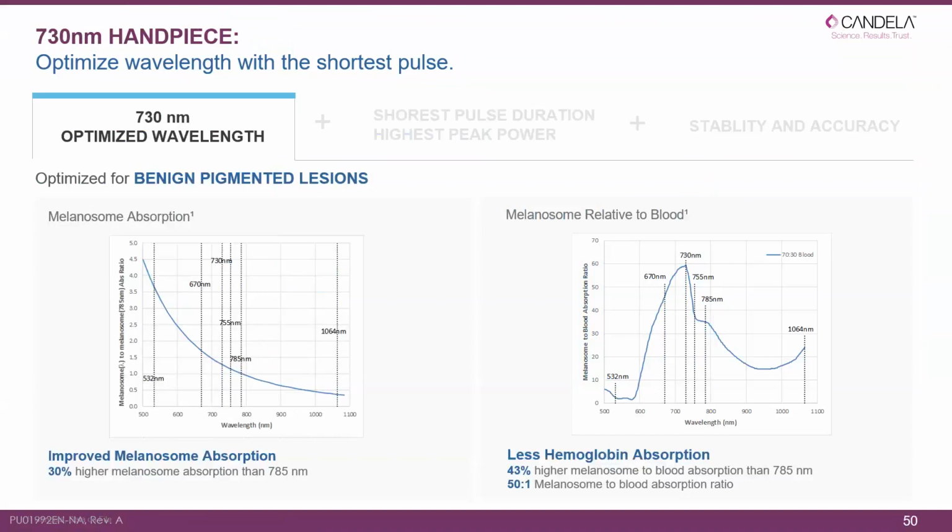It also gives you, if you look at the chart on the left-hand side, better absorption into melanin than we get from the 755 Alexandrite. And also importantly, you get very good absorption into the melanin, but the absorption into hemoglobin is much lower. So you're not in a situation where you potentially have a competing chromophore, i.e. hemoglobin plus your melanin. So it targets the melanin, but it has a much lower absorption coefficient into hemoglobin.